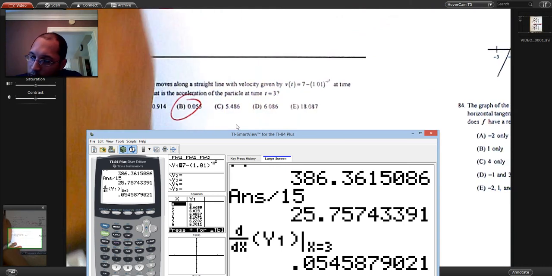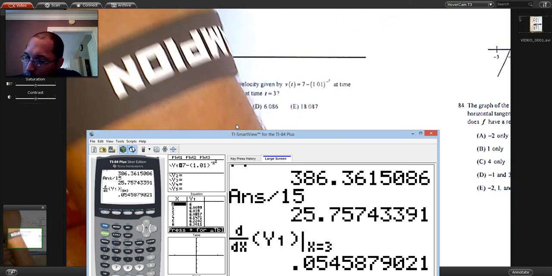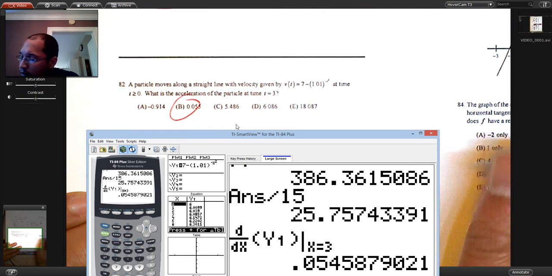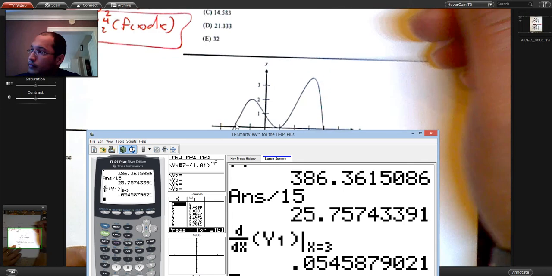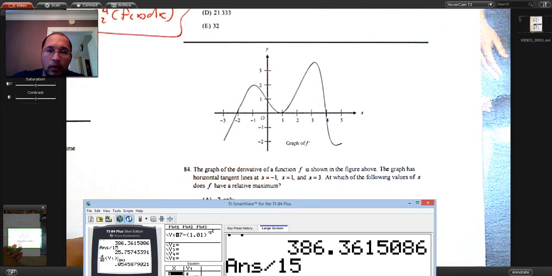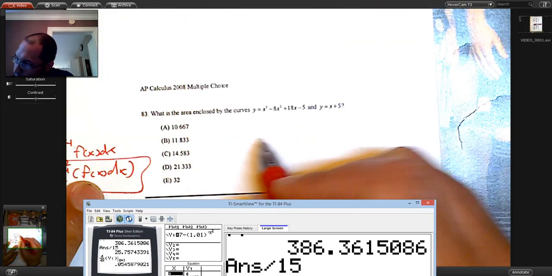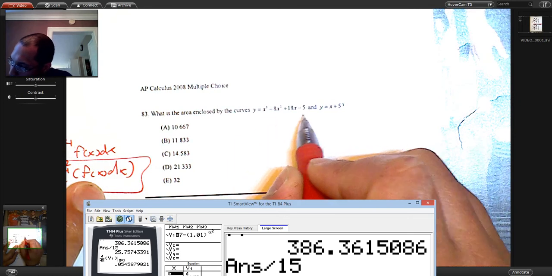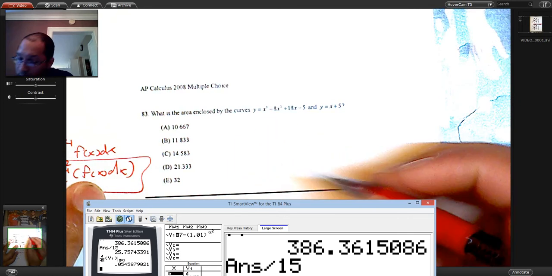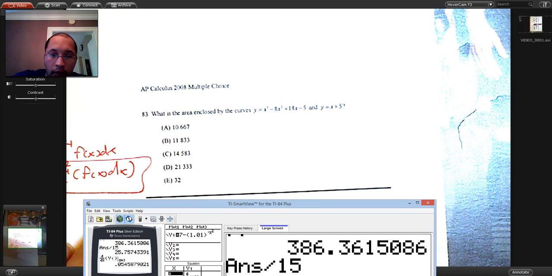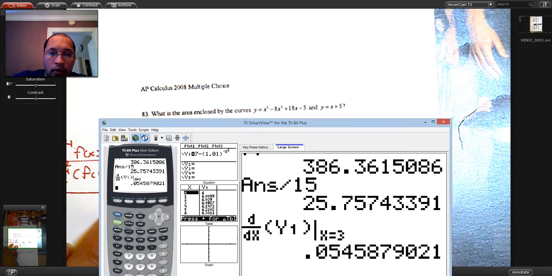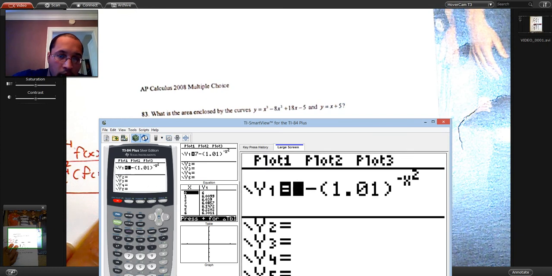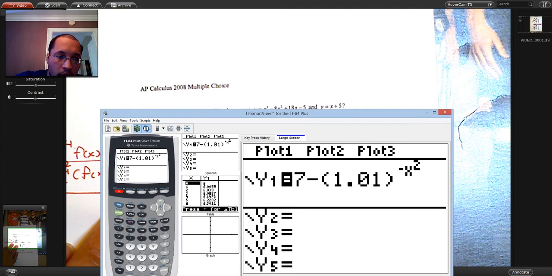I'm at 51 minutes, so I'm moving pretty slow. What is the area enclosed by the curve x cubed minus 8x squared minus 18? Okay, so you want to find the area enclosed, so we want to graph those. So this is going to take me forever. I wish I could just pause.